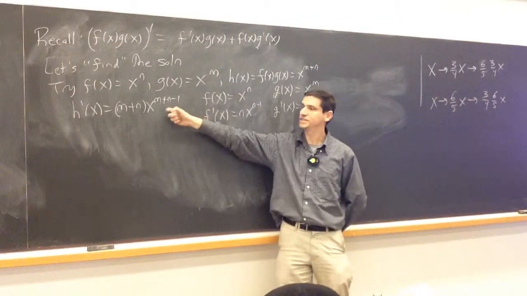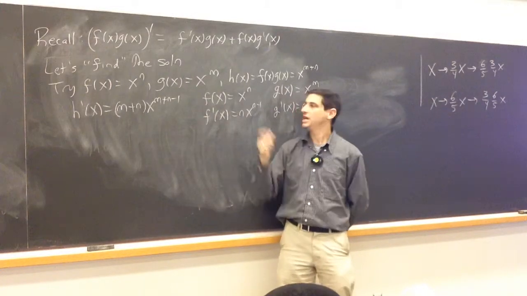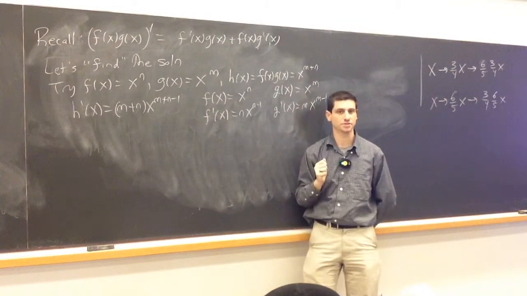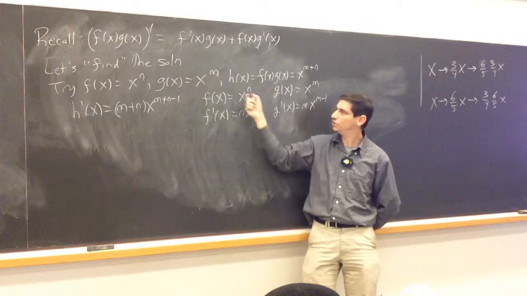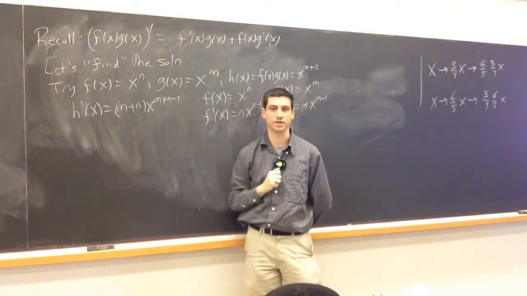I somehow have to get a power of m plus n minus 1 for the x. These are my possible building blocks. What are the only ways I can get an x to the m plus n minus 1? How can I get the right power of x?